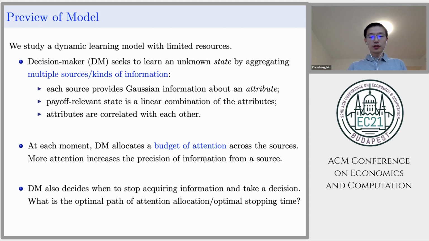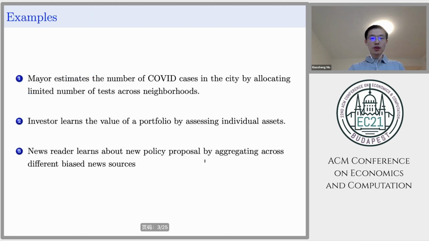To conclude the model, we assume that the decision maker also decides when to stop acquiring information and take a decision. And what we want to do in the paper is to characterize the optimal path of attention allocation and also potentially say something about the optimal stopping time as well. So here are some examples that this model is meant to capture.